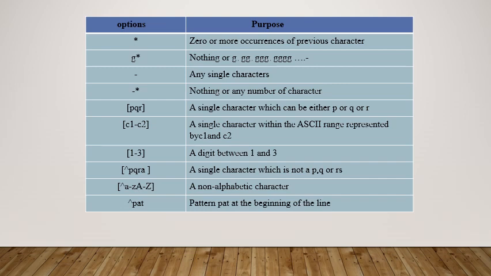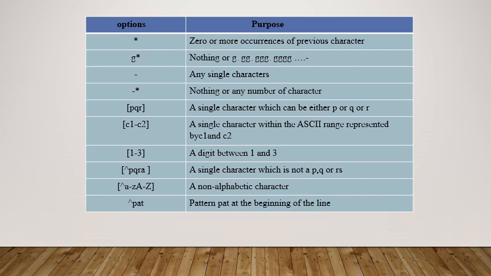So what are the options we use with regular expressions? Asterisk is zero or more occurrences of the previous character. Then g asterisk is zero or more occurrences of the previous letter. What is the letter? Nothing, or g, or ggg, any number of times it has occurred. Then dot asterisk means nothing or any number of characters.